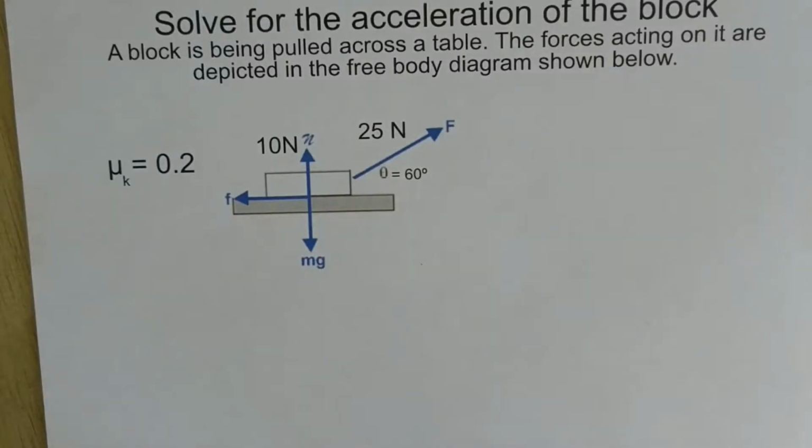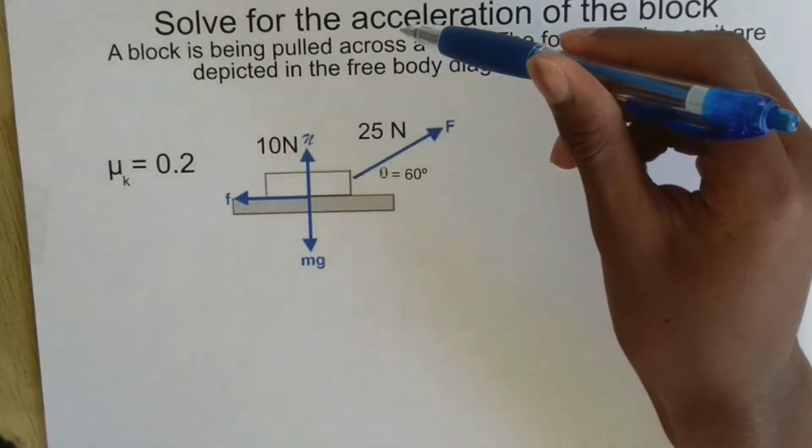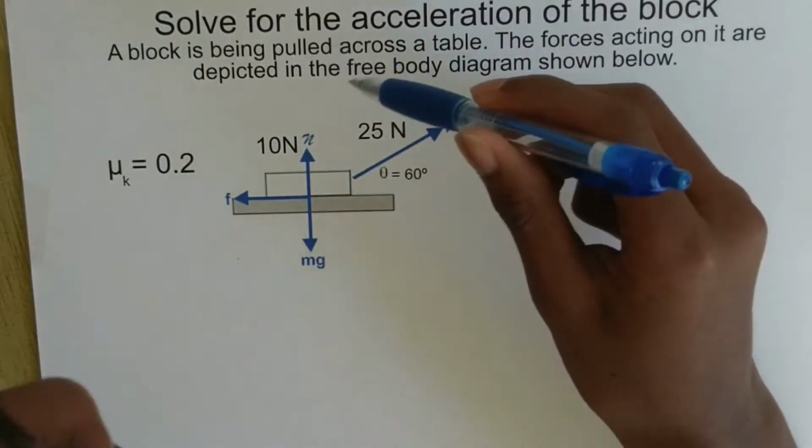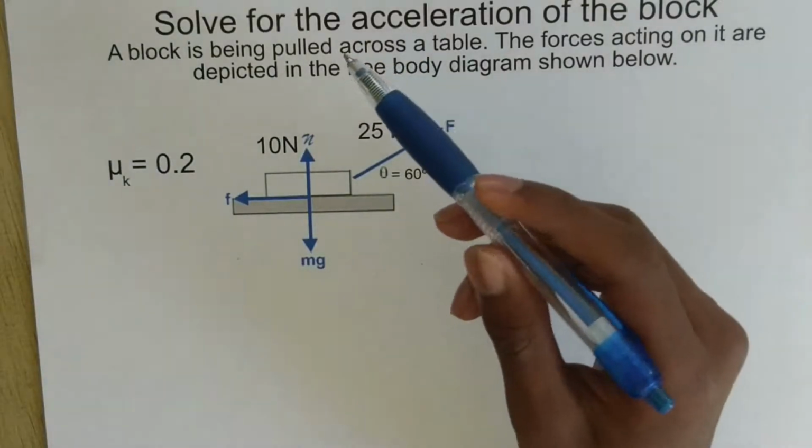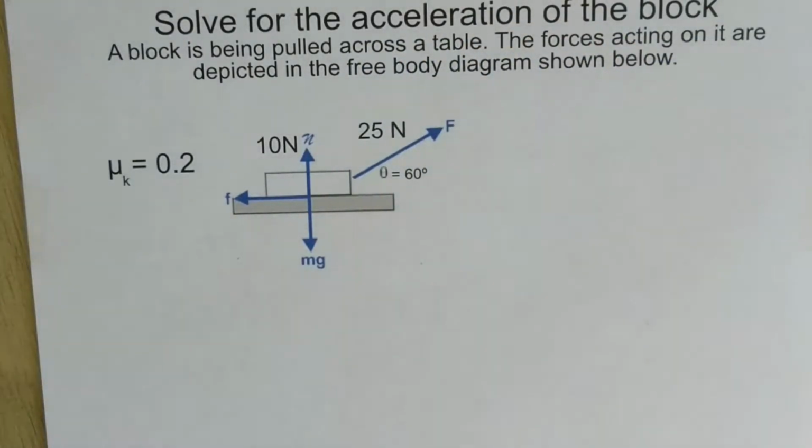So we're going to work on this problem. A block is being pulled across a table. The forces acting on it are depicted in the free body diagram shown below. And we need to solve for the acceleration of the block.